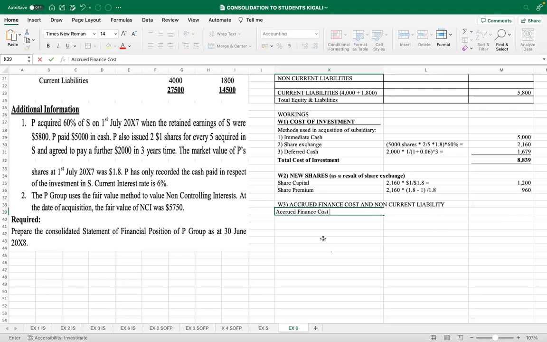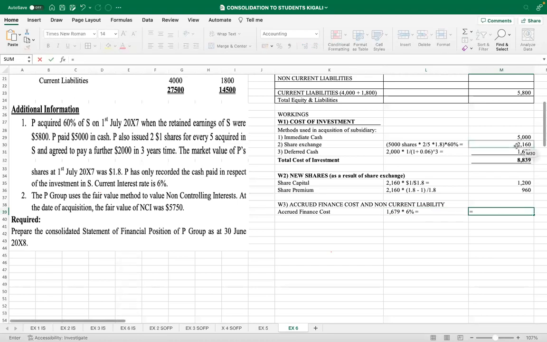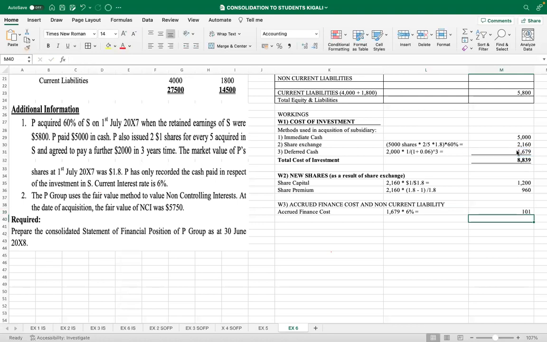costs. Accrued finance cost, we said, if you recall, the discount rate is 6%. We said you take the present value, that is the deferred cash. So you will take 1679 times the discount rate of 6% to give you the accrued finance cost. So it is equal to this times 6%. So the accrued finance cost is 101.